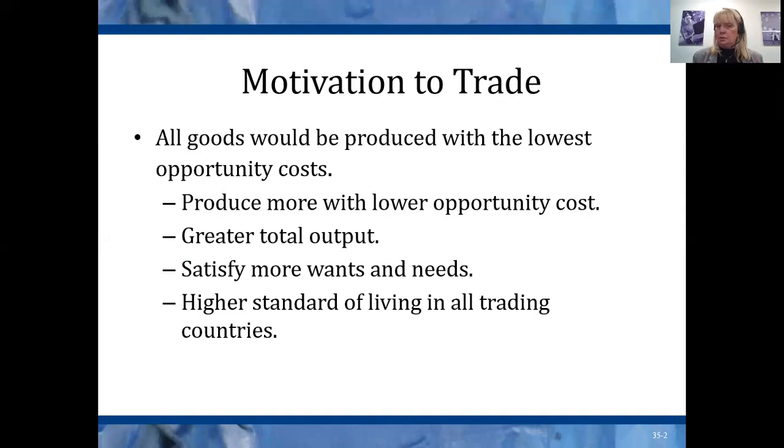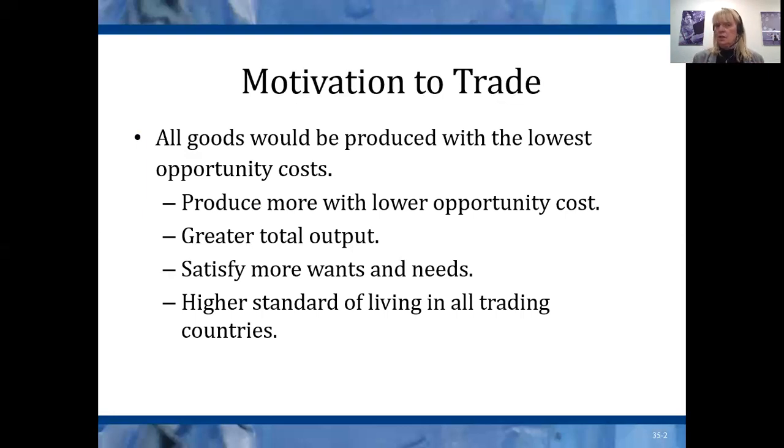That's going to lead to greater total output. Every country's producing the things that they have the lowest opportunity cost. So we can have greater total output among all countries. If we have greater total output, then we can satisfy more wants and needs. If we satisfy more wants and needs, everybody in all trading partners has a higher standard of living, life is good, and we found nirvana. So why isn't everything done that way? Why don't we simply make these calculations and trade accordingly? Why aren't we maximizing efficiency?